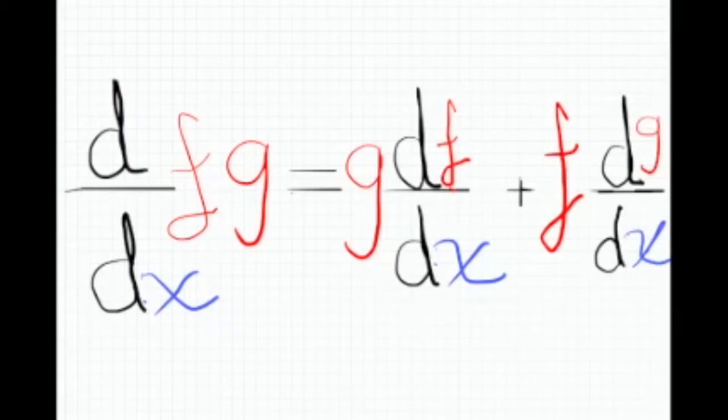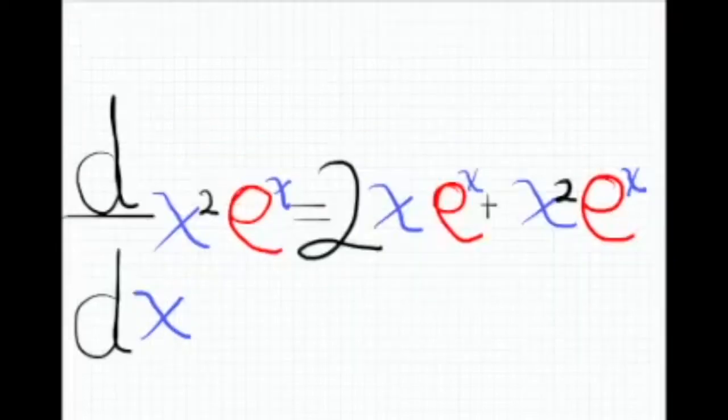For example, let's look at the derivative of x squared times e to the x. So we're going to view this as a product where x squared corresponds with the f in the product rule, and e to the x corresponds with the function g. So when we take the derivative, we do g times the derivative of f. So g is e to the x, and then the derivative of f is 2x. So what we end up with is 2x times e to the x.